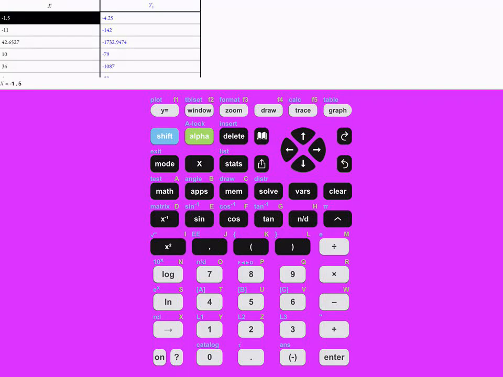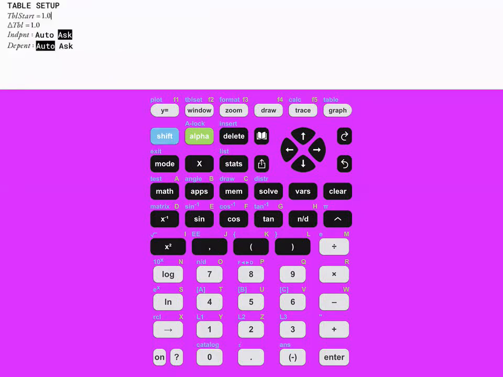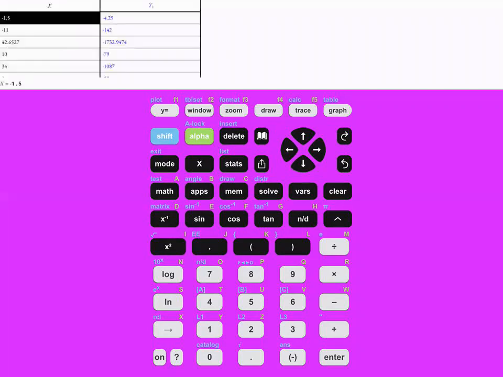Online learners, if you have not yet, you need to hit shift and window. You need to make sure your independent is on ask. I'll say that again because I think it's that important. You need to hit shift and window, and you need to make sure your independent is on ask. And then hit shift and table, type in the numbers you want. So I think like -4. Oh, I'm not going to graph that. That's way too big. -3. I could probably get that.